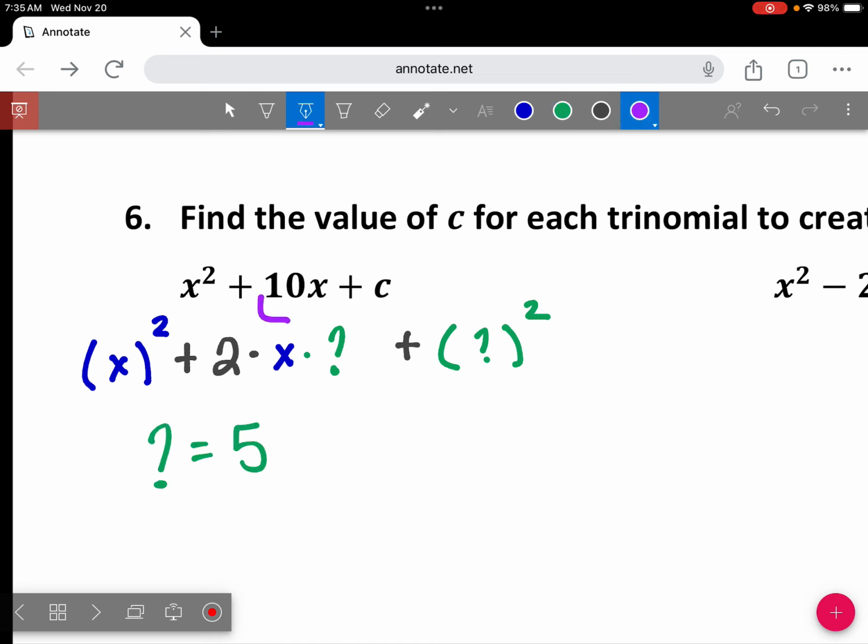Because this 10x needs to equal this whole chunk right here. So if question mark is 5, what is this chunk? 5. This guy's 5 squared. C needs to be 5 squared. What's 5 squared? 25. So my C equals 25.